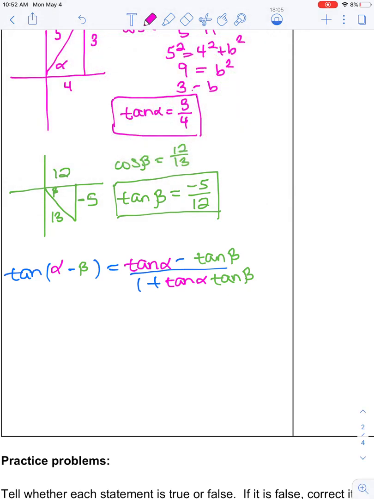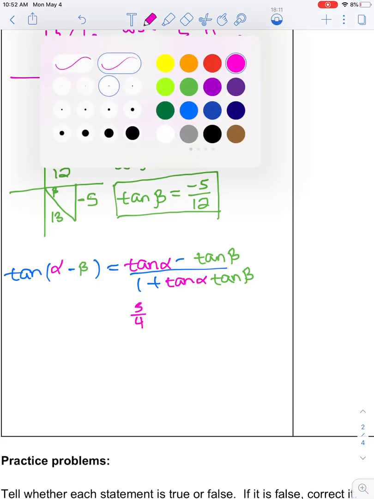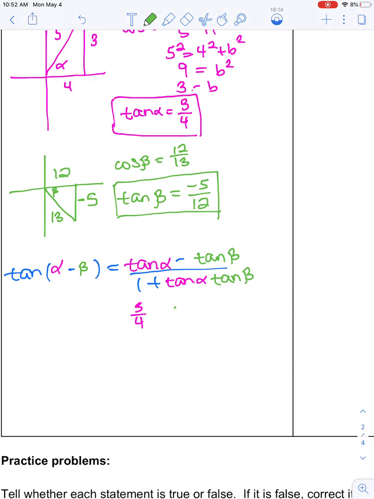So instead of writing tangent of alpha, I get to write 3/4. Instead of writing tangent of beta, I get to write negative 5/12. Okay, and remember, these are getting subtracted, so we may want to put that in parentheses so that we keep track of that subtraction of a negative correctly. And then that's divided by 1 plus 3/4 times negative 5/12. Okay, and here now all we're doing is cleaning up a pretty complex looking fraction, but we can handle that.